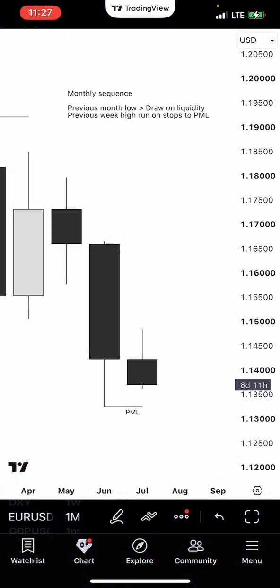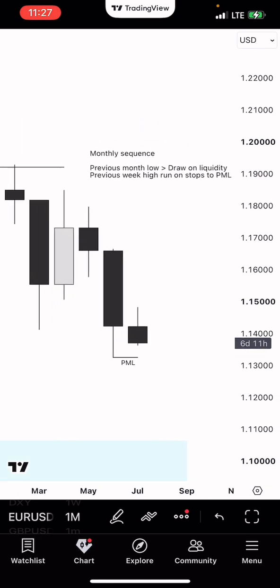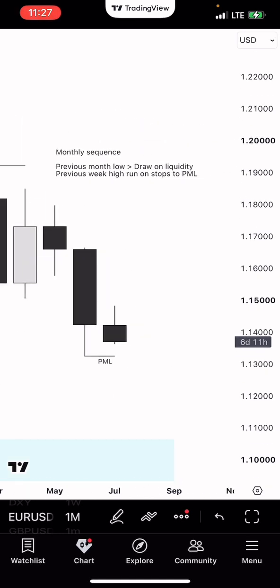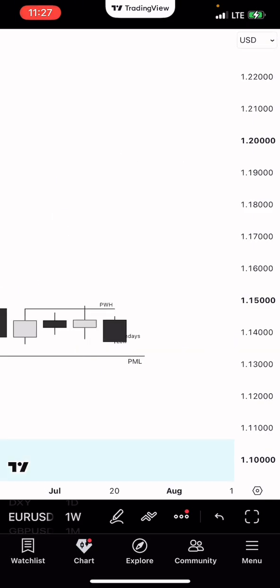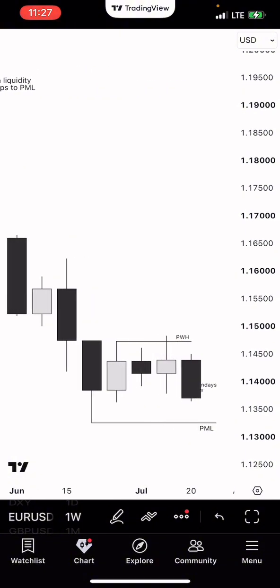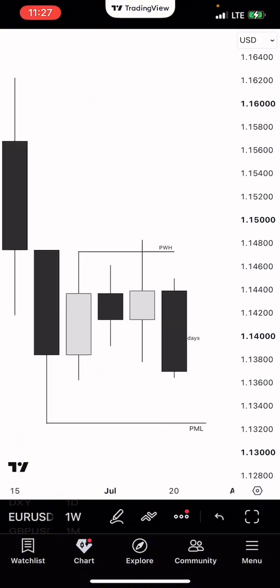My draw on liquidity on this chart on EU is our previous month low. So to trade to the previous month low, we need to look for a stop run, or run on stops, on the previous week high. So let's move down to the previous week chart. This is our previous week chart.